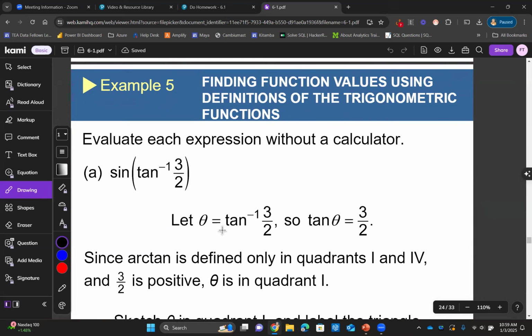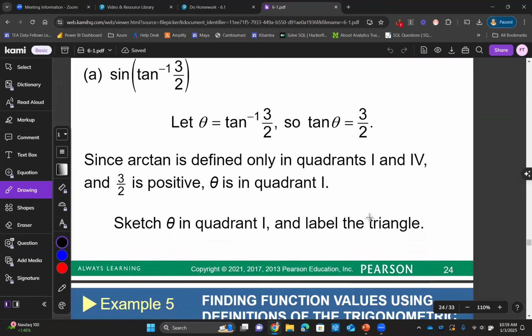So theta is equal to tangent to the negative 1 power of 3 over 2. If we rewrite this equation, that means tangent of theta is equal to 3 over 2. Since this tangent value is not something we memorize from the unit circle, we're going to sketch a triangle and place these values. Arctangent is defined only in quadrant 1 and quadrant 4.